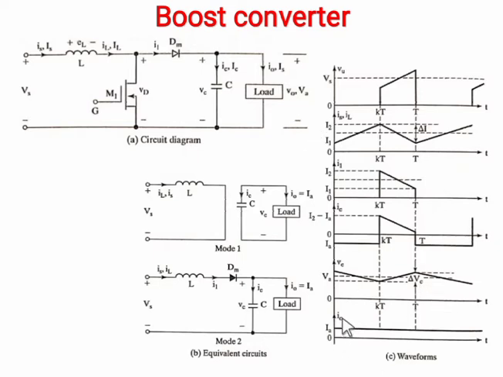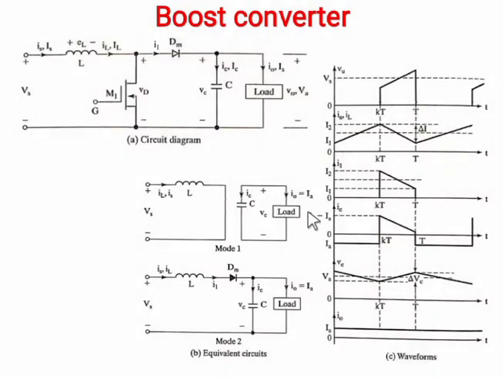But the load current I0 flows continuously, because when switch S is on, the current flows through the capacitor, and when switch S is off, current flows through the source, through the capacitor, and also through the load. So the output current is maintained constant during both interval mode 1 and mode 2. So at the output side we get a constant voltage V0, which is equal to the load R into the load current I0.